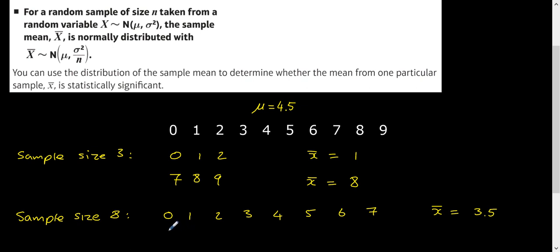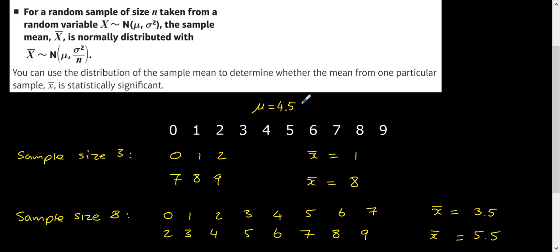And say, for example, I took one at the upper end. So I could have 2, 3, 4, 5, 6, 7, 8, and 9. And the mean of this sample would be, just quickly add up in my head, 5.5. There we go. Quick maths. So you can see this time, one of the lowest means we're going to get is 3.5, and one of the highest means we're going to get is 5.5, which are a lot closer to the population mean of 4.5.